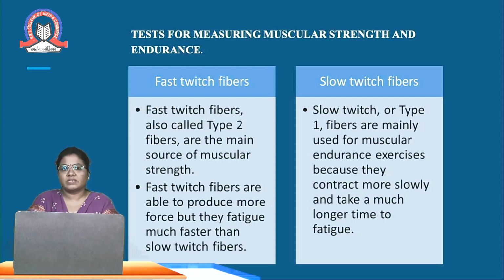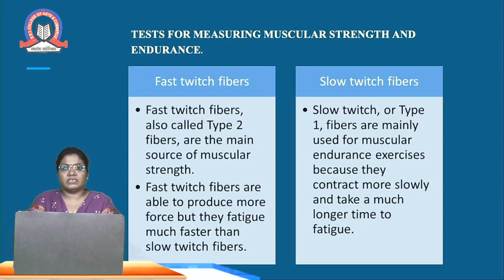Fast twitch fibers and slow twitch fibers. Fast twitch fibers, also called type 2 fibers, are the main source of muscular strength. Fast twitch fibers are able to produce more force, but they fatigue much faster than slow twitch fibers. These are the fibers we have inside the muscles. Slow twitch or type 1 fibers are mainly used for muscular endurance exercise because they contract more slowly and take a much longer time to fatigue.